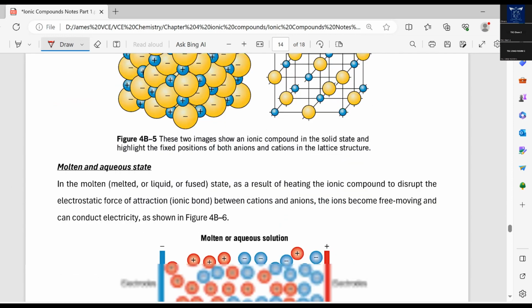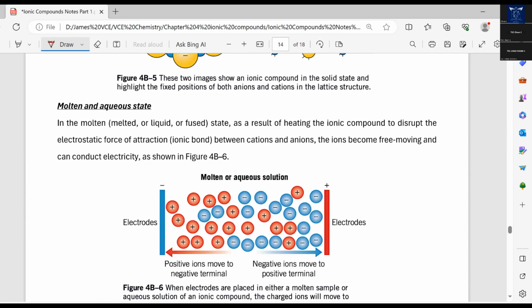Molten and aqueous states. A molten state means melted, and is normally represented as a liquid. Aqueous is like a solution state. We will talk about solutions in the next lessons in 4C. As a result of heating, the electrostatic forces are disrupted, so the ions become freely moving and can conduct electricity, because for electrical conductivity you need them to be able to carry charge or move.